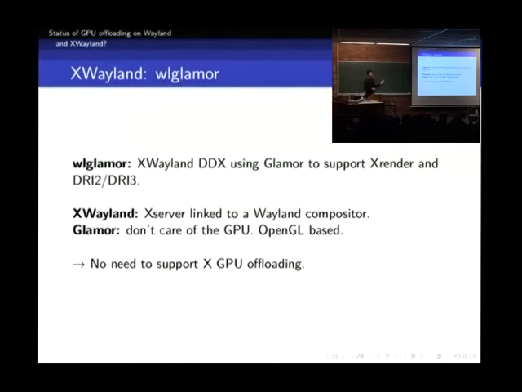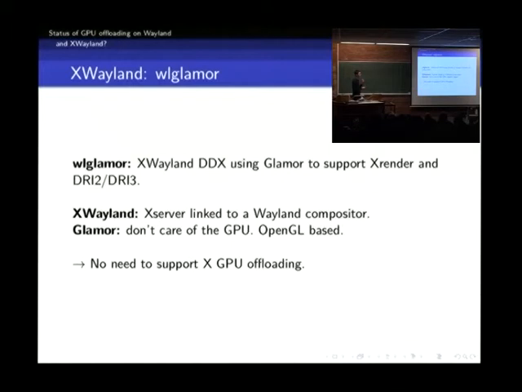Glamour is what we want to use for GPU acceleration. It's a library based on OpenGL that handles X render, because X can do some acceleration from the clients, but Wayland not. And since it's OpenGL based, we don't have specific GPU code for all the cards, so it's all in Mesa.